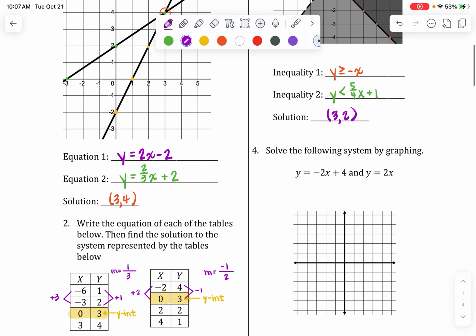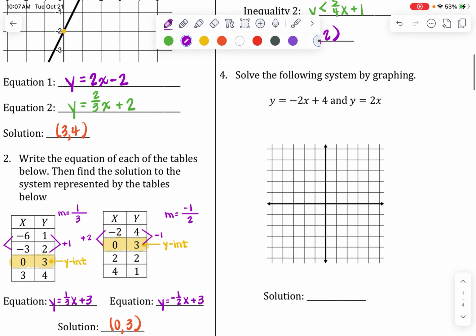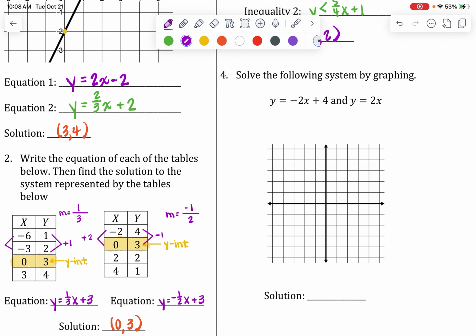All right, let's get to number 4. Number 4 says solve by graphing. It's already in y equals mx plus b form, which is super nice. So basically, I'm just going to graph each one of these lines. So I'm going to make this my first one.